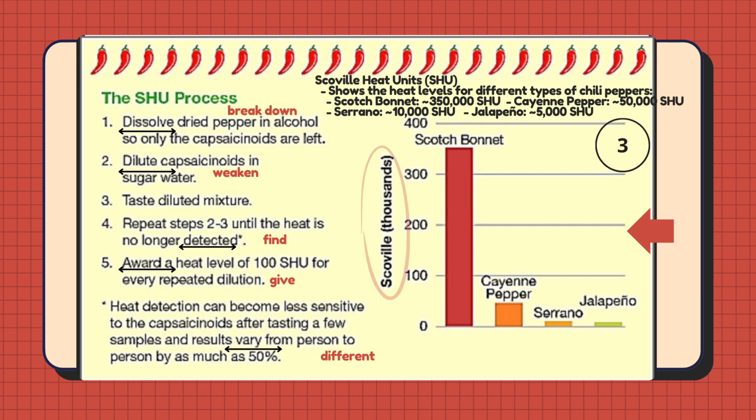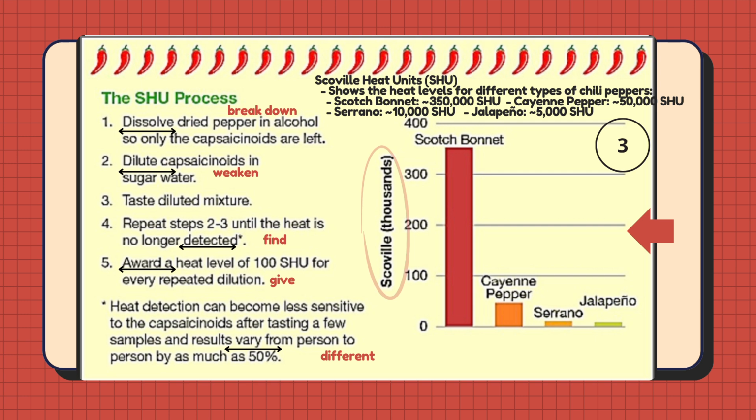Now look at the words. Dissolve means break down. Dilute means to weaken. And you know the word taste. Another is to repeat. Detected means to find. Award means to give. So the first words from the processes are verbs. Okay, verbs, because it's a process.